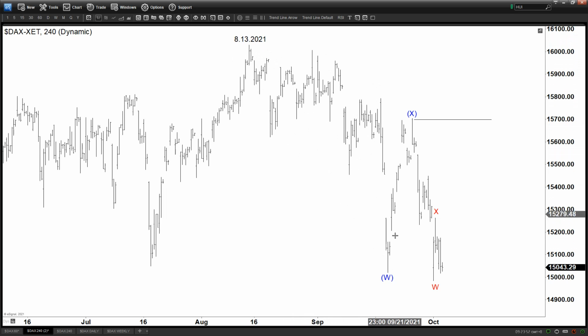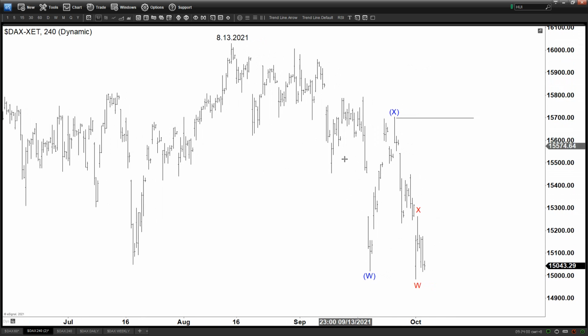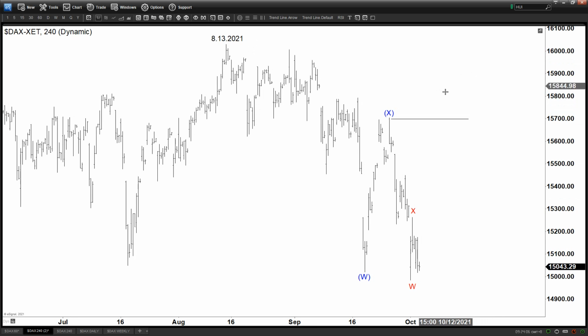Now if you don't believe that, you can look at S&P as well or other indices. You can see the decline in the S&P is a clear 3 waves, for example. Now you might argue, no, it's a 5 waves, but S&P is clearly 3 waves if you look at it from the peak.